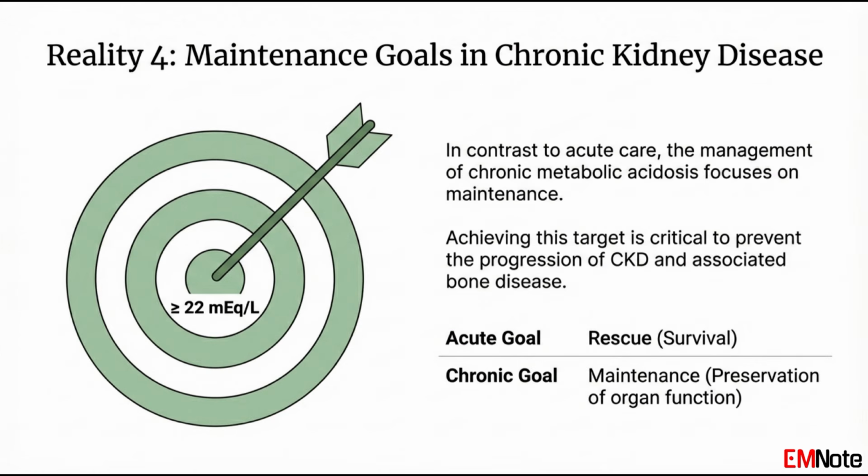Okay, now let's switch to the chronic setting. Someone with chronic kidney disease. What's the goal for them? The focus shifts entirely to maintenance. And here we have a very specific target. What's the number? We're aiming for a serum bicarbonate level of greater than or equal to 22 milliequivalents per liter. 22. Why that specific target? What does it do? Two really important things. First, it helps prevent the progression of the chronic kidney disease itself. And second, it prevents the associated bone disease that comes with chronic acidosis. So in these chronic cases, the bicarbonate is preserving both the organ and the skeleton. Correct. It's a preventative therapy.